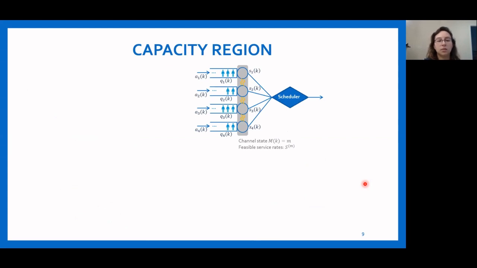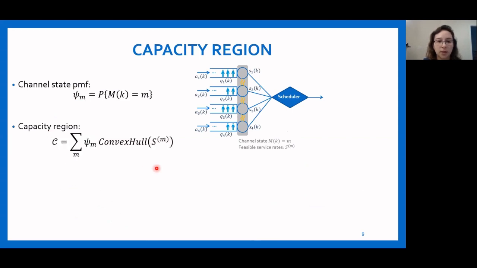Now, what's the capacity region of the generalized switch? So we will call psi m the PMF of the channel state. And then the capacity region is this set right here. So it's the weighted sum of the convex hull of the sets of feasible service rates in each channel state, and the weights of the sum are the probability of occurrence of each channel.